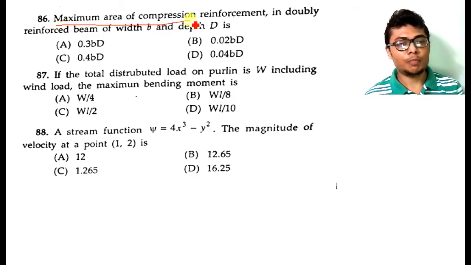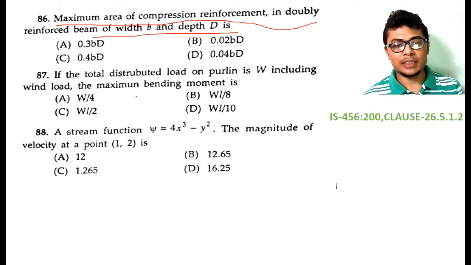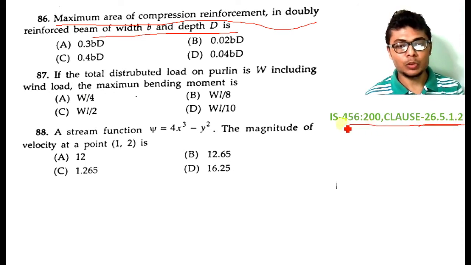Maximum area of compression reinforcement in a doubly reinforced beam of width B and depth D is, as per IS 456:2000 clause number 26.5.1.2. The answer will be D, because the maximum area of compression reinforcement is 4% of the gross area of the beam. Therefore, 0.04 B into D.